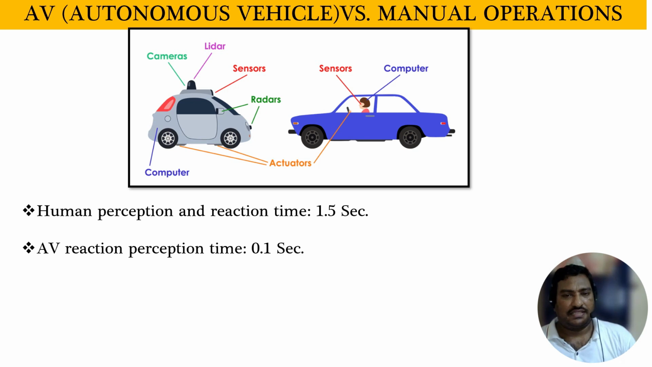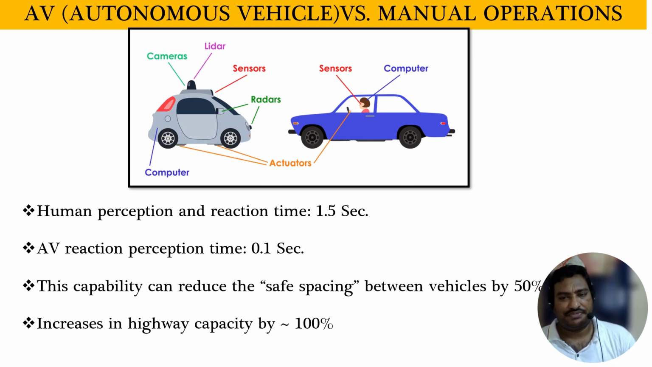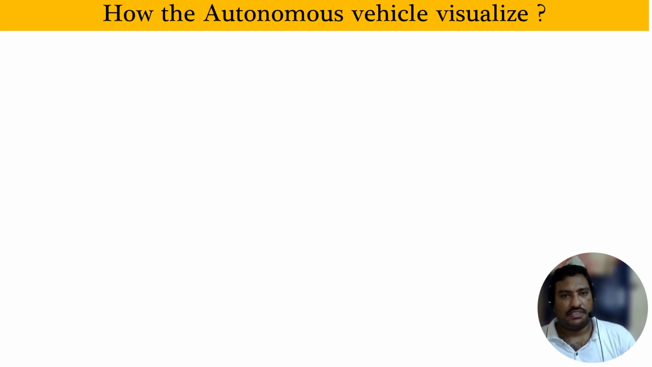So here is an interesting fact about autonomous vehicles as well as conventional vehicles. Human perception and reaction time is 1.5 seconds. At the same time, autonomous vehicle perception and reaction time is only 0.1 seconds. So this capability can reduce the safe spacing between vehicles by around 50%. It also increases highway capacity by approximately 100%, and significantly reduces accidents as well as injuries.